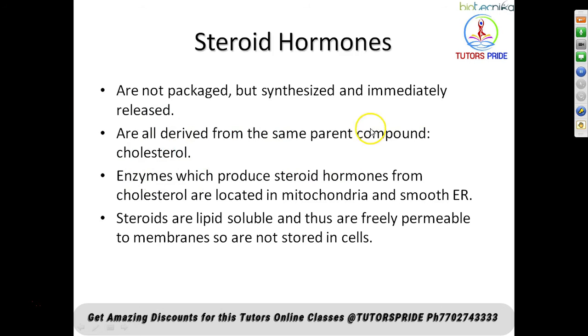All steroid hormones are derived from the same parent compound. Which is the parent compound? Cholesterol. And cholesterol is how many ring structure? It is a 27-carbon ring-containing structure. And the enzymes which produce steroid hormones from cholesterol are located in the mitochondria and smooth endoplasmic reticulum.